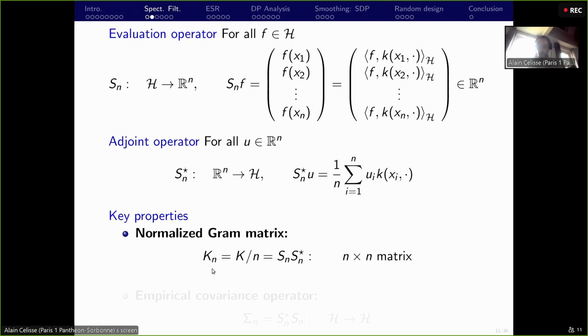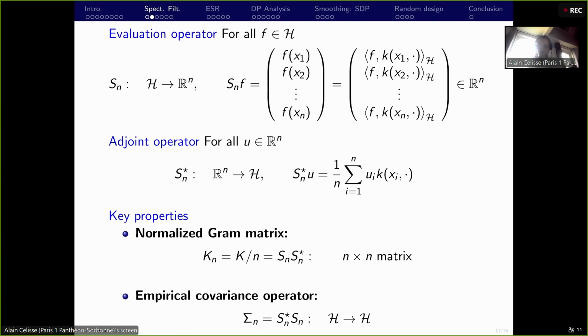If you introvert the two operators, then you come up with the classical empirical covariance operator, sigma n, which is Sn star composed with Sn. So you have these two operators, Sn and Sn star, which are key ingredients, and they are naturally related to key quantities, namely the normalized gram matrix Kn and the empirical covariance operator sigma n.